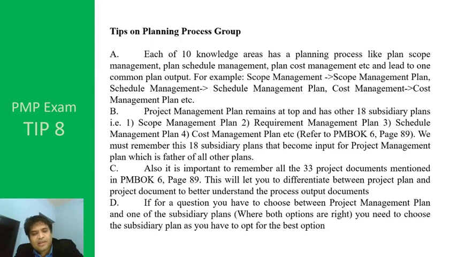Point C. It is also important to remember all the 33 project documents mentioned in PMBOK 6, page 89. This will let you differentiate between project plans and project documents, to better understand the process output documents. Point D. If for a question you have to choose between the project management plan and one of the subsidiary plans where both options are right, you need to choose the subsidiary plan, as you have to opt for the best option.